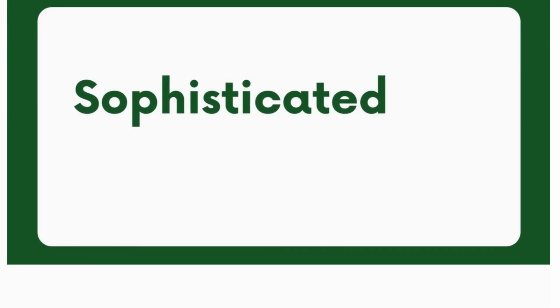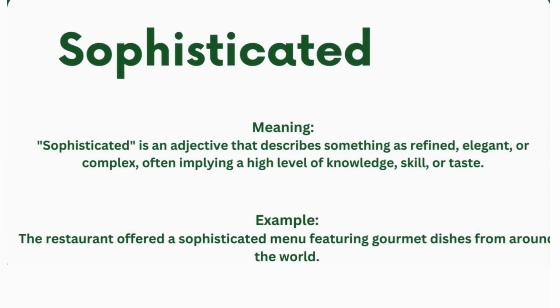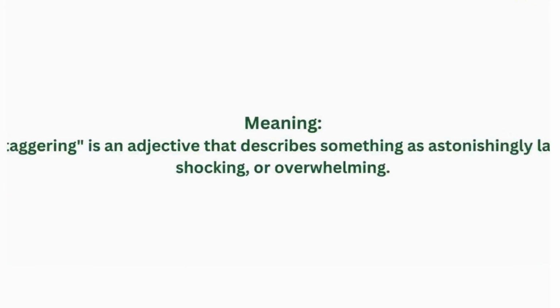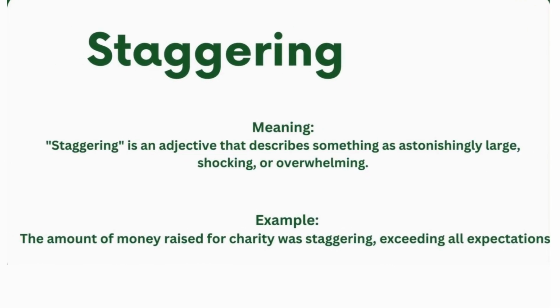Sophisticated. Meaning. Sophisticated is an adjective that describes something as refined, elegant, or complex, often implying a high level of knowledge, skill, or taste. Example. The restaurant offered a sophisticated menu featuring gourmet dishes from around the world. Staggering. Meaning. Staggering is an adjective that describes something as astonishingly large, shocking, or overwhelming. Example. The amount of money raised for charity was staggering, exceeding all expectations.